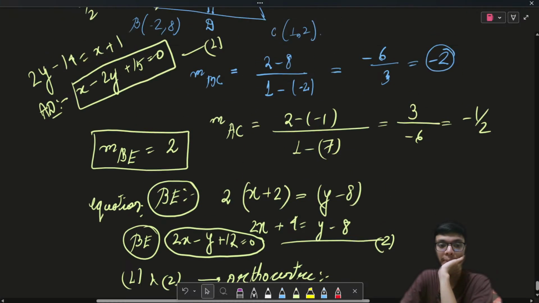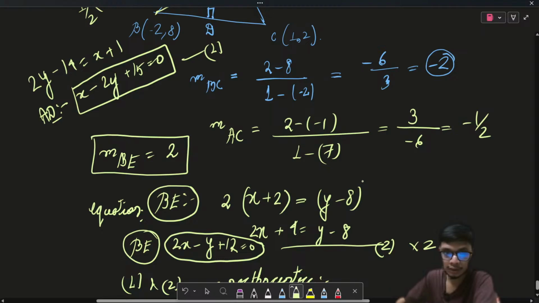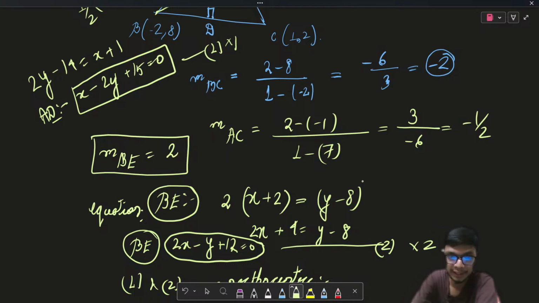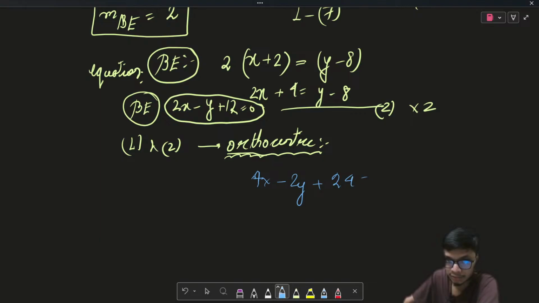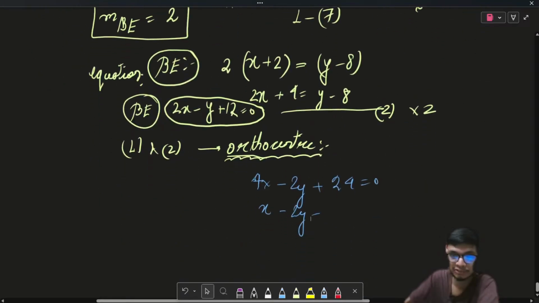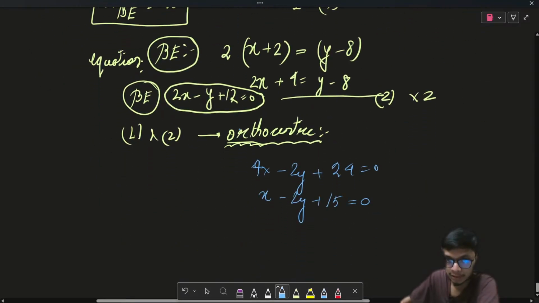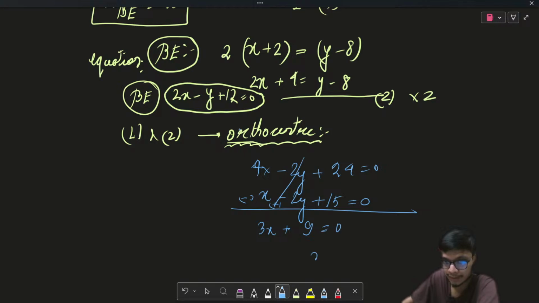So from here, if you multiply the second equation by 2 and the first equation by 1, and then add or subtract, you will get the required answer of x and y, right? So that is going to be 4x minus 2y plus 24 is equal to 0, and then we have x minus 2y plus 15. If I subtract both, this comes out as 3x plus 9 is equal to 0, right? So I will get x equals minus 3.